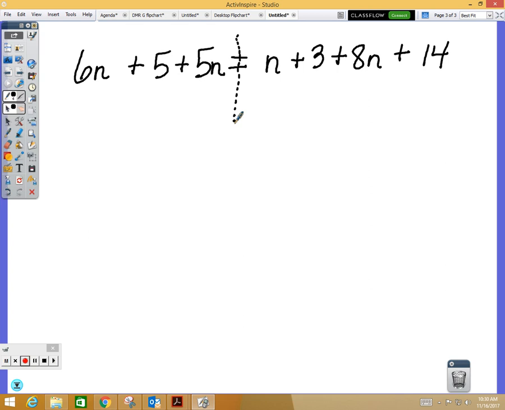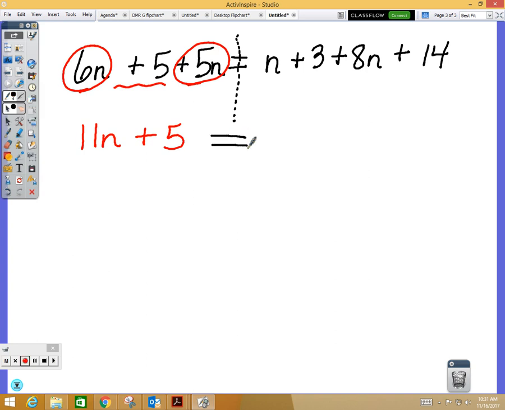So our first step is to distribute if we can. Can we distribute in this problem? No, we don't have any parentheses, so that means we get to move on to step 2, which is combining like terms. Obviously, I have more than 2 terms on the left, and I have more than 2 terms on the right, so there are things that I need to combine. So on this left-hand side, I'm going to combine my 6n and my 5n, and that's going to give me 11n. And then there's nothing to combine with this 5, so it stays a 5.